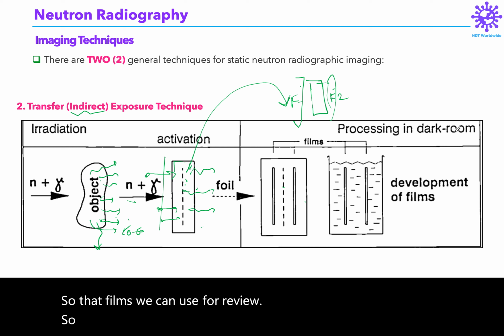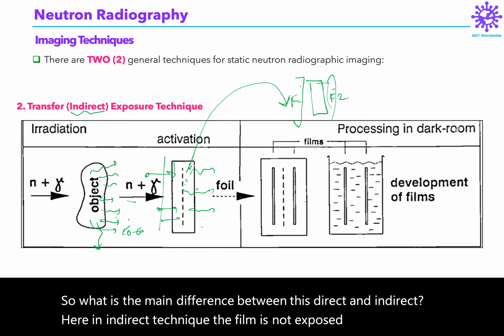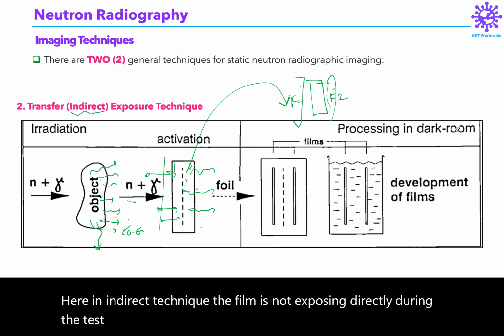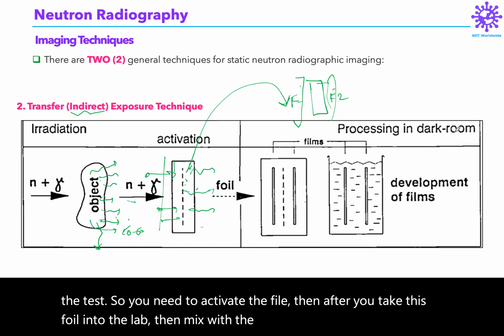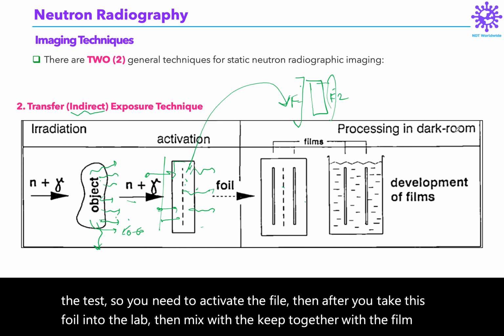So what is the main difference between direct and indirect? Here in the indirect technique, the film is not exposed directly during the test. So you need to activate the foil. Then you take this foil into the lab and keep it together with the film. Then the film will get exposed.